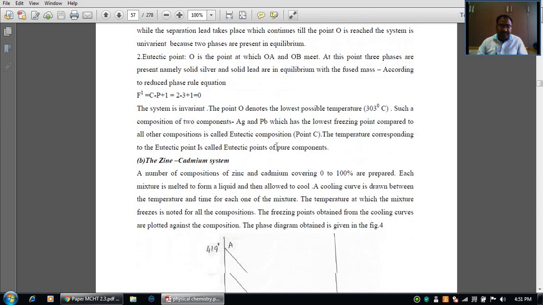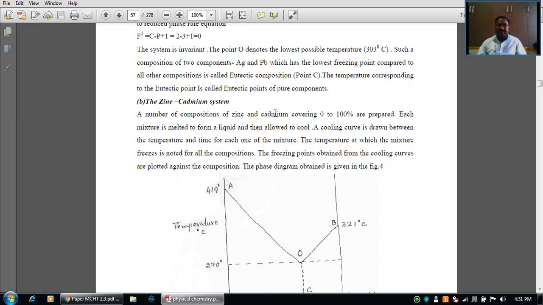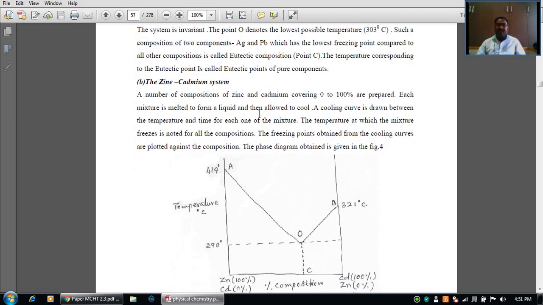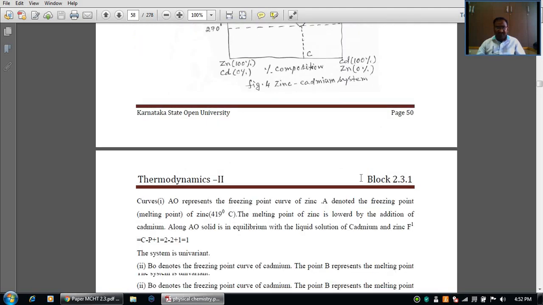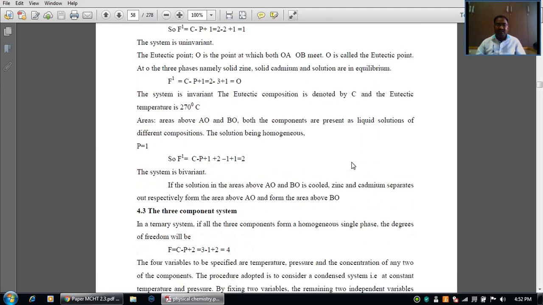One more example is the zinc cadmium system, which is also an example of this two phase system. In zinc cadmium, this is the diagram for zinc cadmium. This is the 0 degree at 321 degrees Celsius. What happened to cadmium at 419 degrees? What happened to zinc, it changes its phase. Okay, these two are very important regarding the two component system.